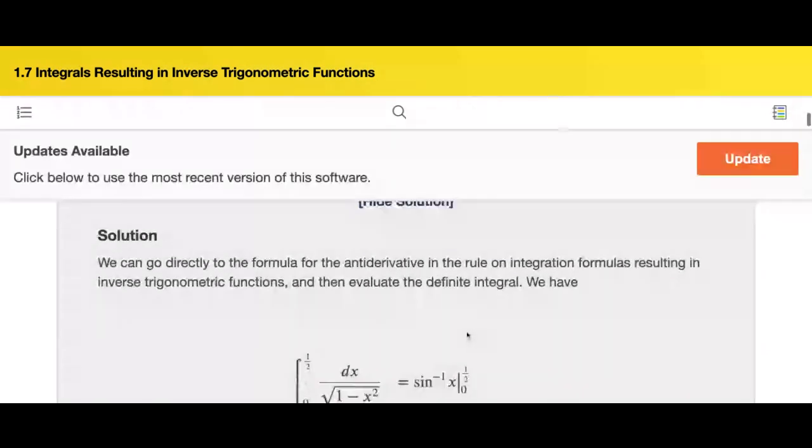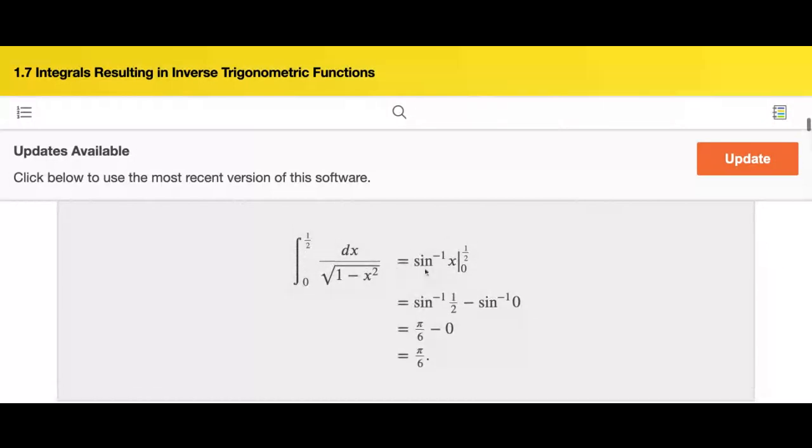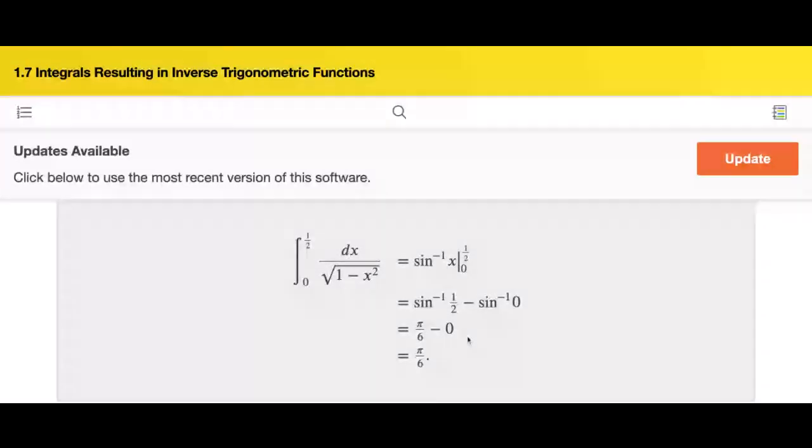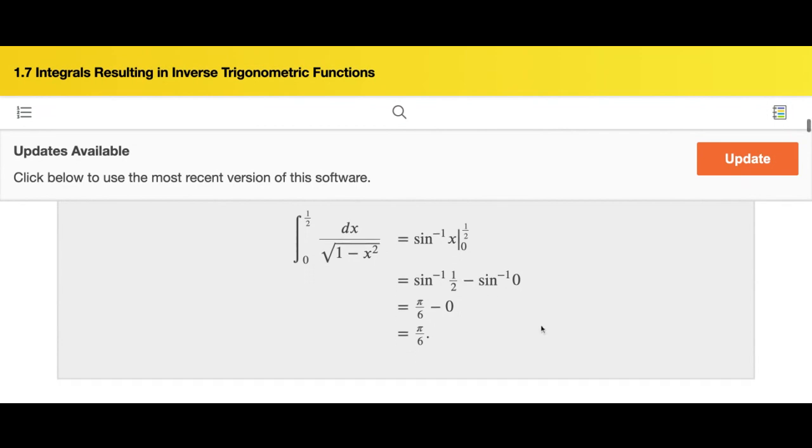Okay, let's show this. So we just got arc sine x evaluating from 0 to half. So arc sine half minus arc sine 0. What's arc sine half? We could remember arc sine has a domain, so arc sine half is just pi over 6. Arc sine 0 is 0. So we just get pi over 6. If you forget the domain of arc sine, draw the picture for yourself.